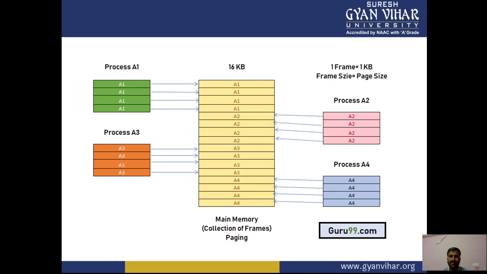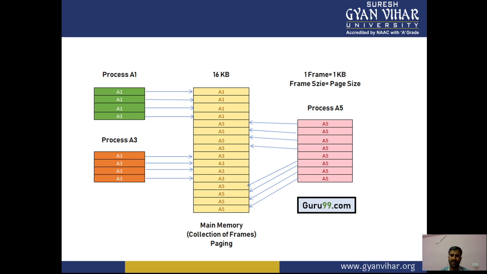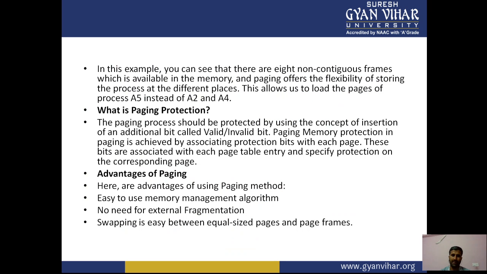If we have a process of 16 KB, then we can divide main memory into 16 frames, right? It can easily be executed if we process A1, A2, A3, A4 one by one. We have already covered this in detail, and if at the same time we want to execute another process, we can easily implement it.